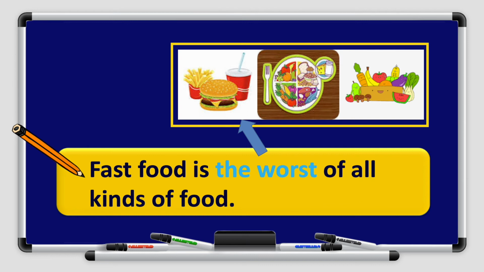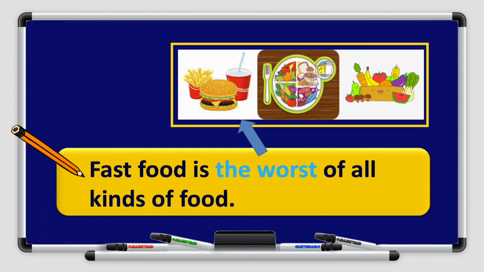All right, boys and girls, let's move on to the next example, please. We have here fast food is the worst of all kinds of food. Fast food, not only bad for your health, but it is the worst of all kinds of food. The rule here we have is the verb is and then the plus the irregular superlative adjective worst instead of bad and then the rest of your sentence. Let's read the sentence again. Fast food is the worst of all kinds of food. Great job, boys and girls.